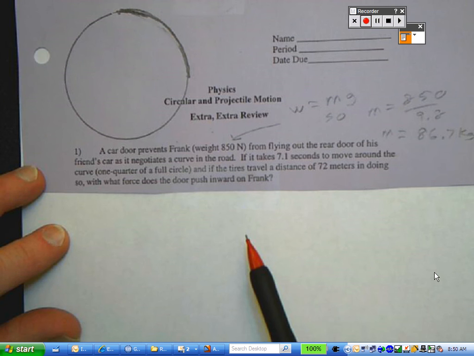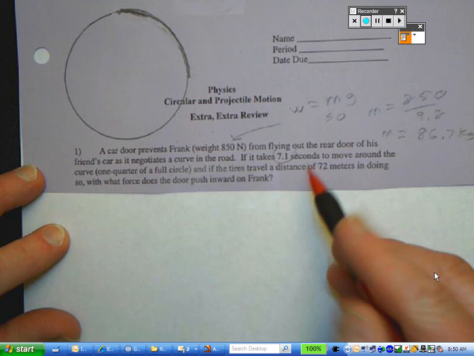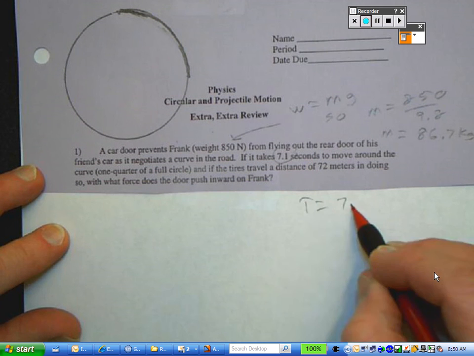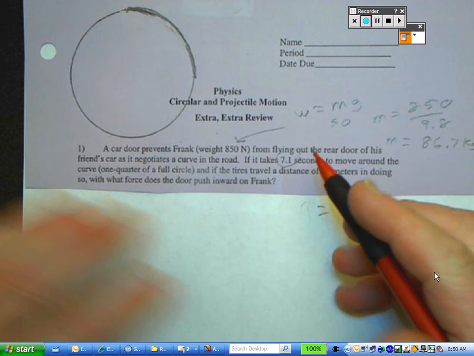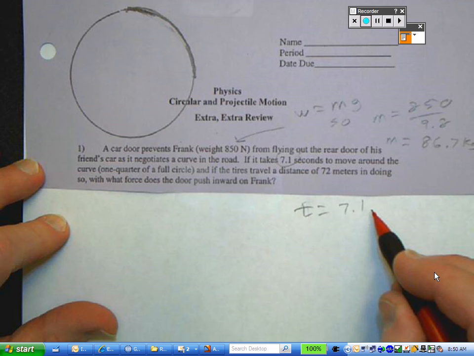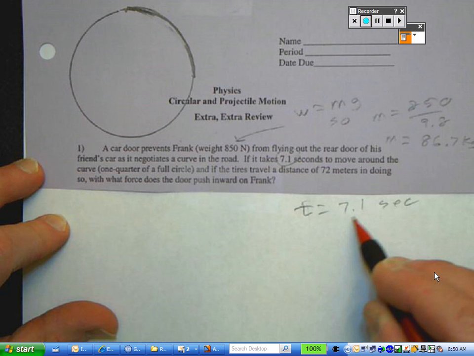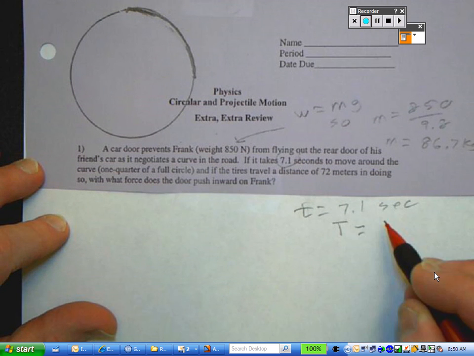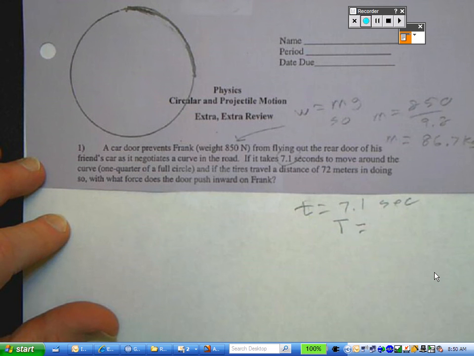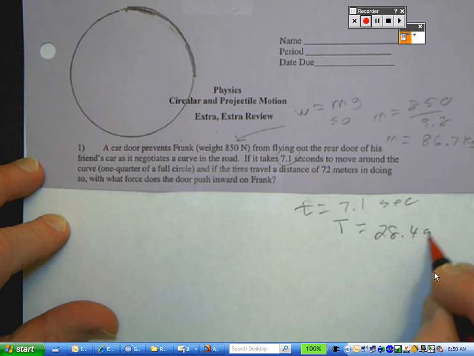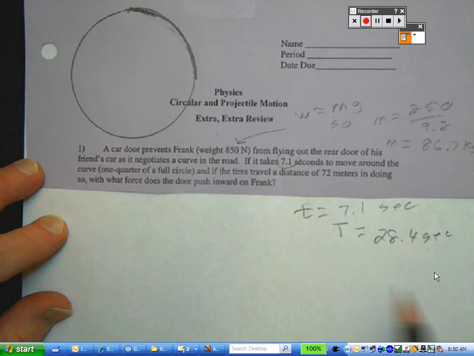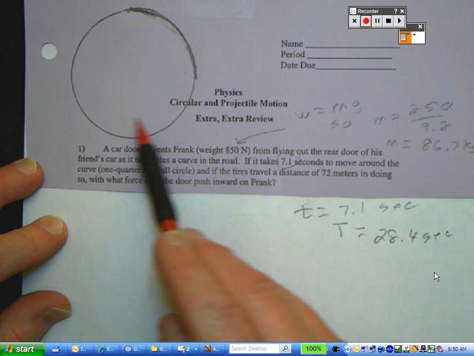So for instance, if you see t equals 7.1 seconds, let's write that as lowercase t equals 7.1 seconds, then capital T is 4 times that. Now 4 times the 7.1 would be about 28.4 seconds. So that's the time it takes to go all the way around one time.